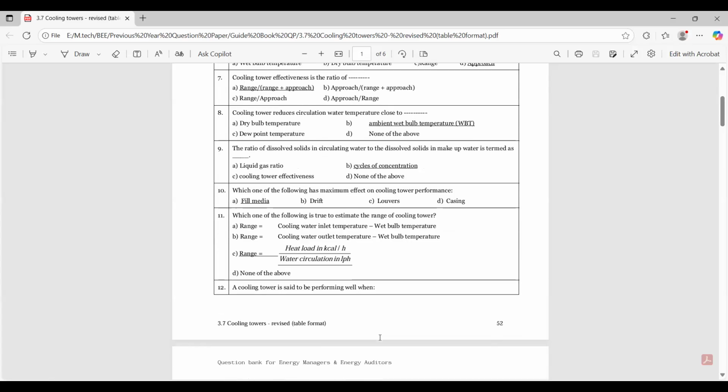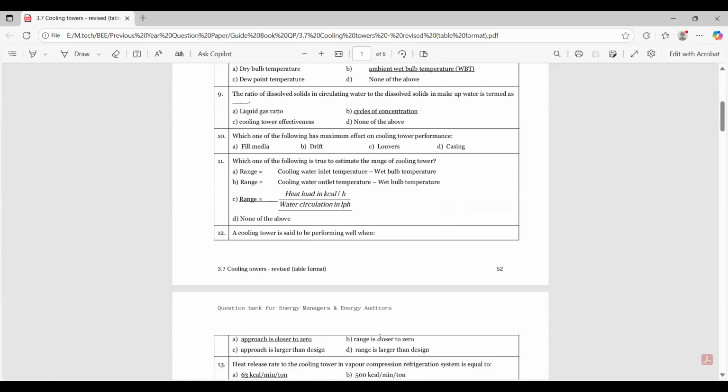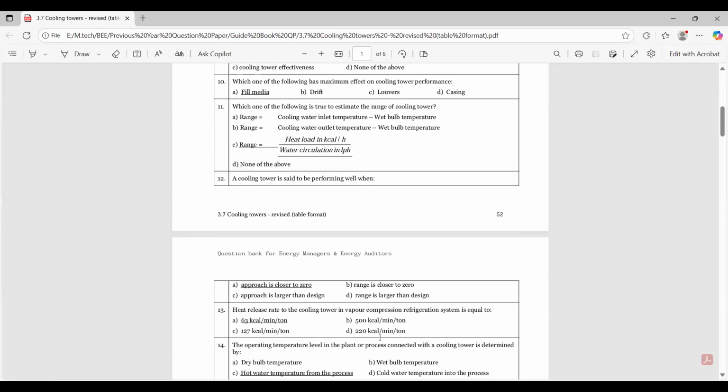A cooling tower is said to be performing well when approach is closer to 0. But approach is never closer to 0. That's a very ideal situation, but you need to have an approach near to 0. Heat release rate to the cooling tower in a vapor compression refrigeration system is equal to 63 kcal per minute per ton. That's a typical thumb rule we saw.